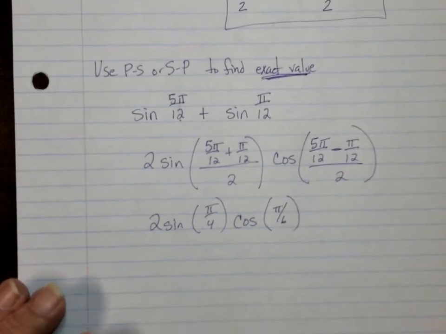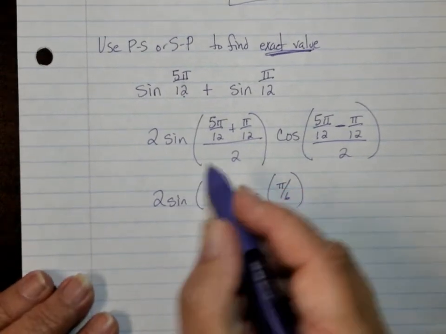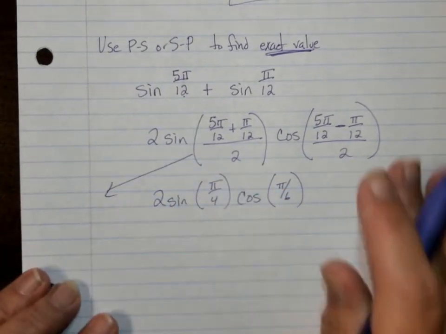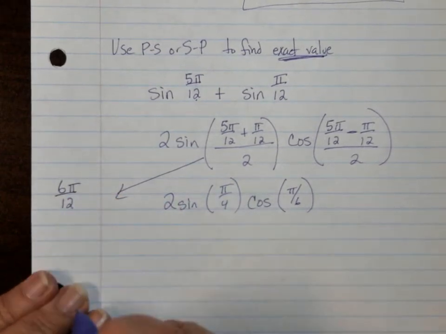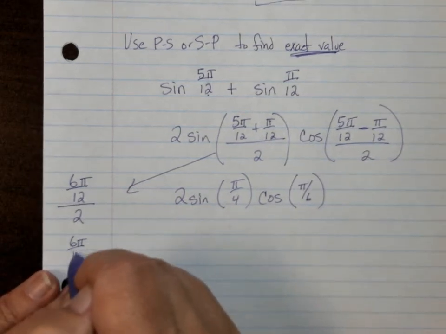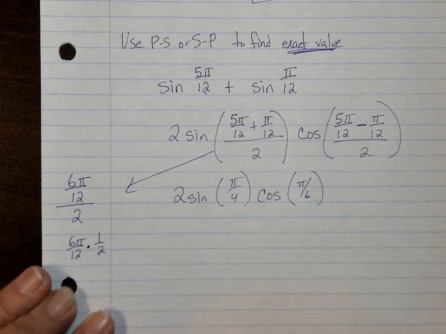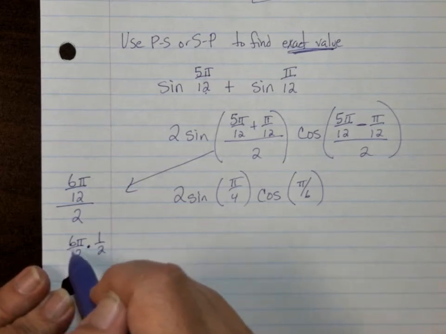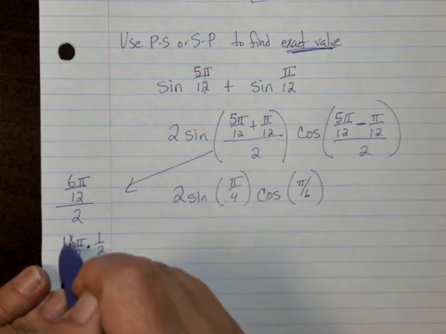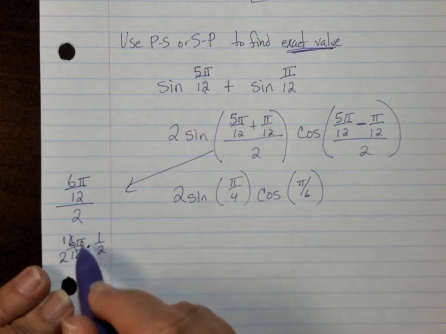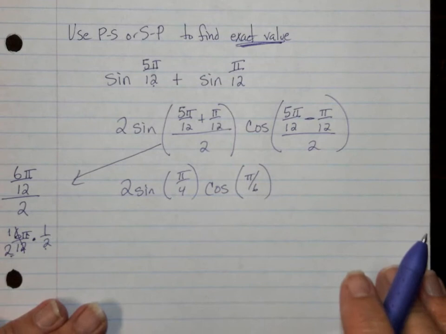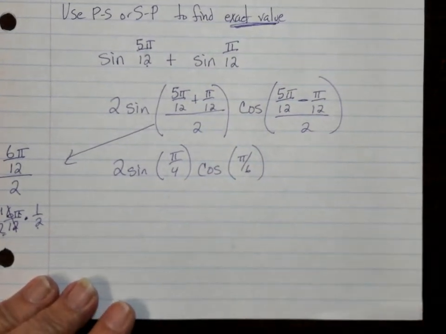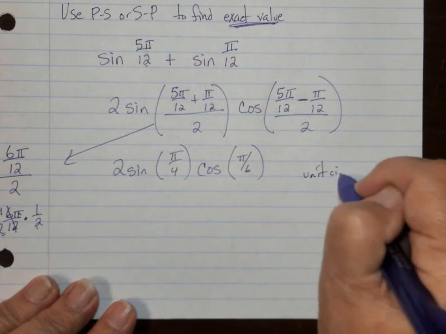Now, I know some of you are like, whoa, Miss Collier, what did you just do? Alright, so I'm just going to break this one to the side. I'm not going to do the other one. I have 6 pi over 12 divided by 2. So that means I have 6 pi over 12 times 1/2. I can simplify. 6 divided by 12 is 1 divided by 2. So what do I have? I have pi over 4. It's going to be the same type of thing over here. You're just simplifying fractions.